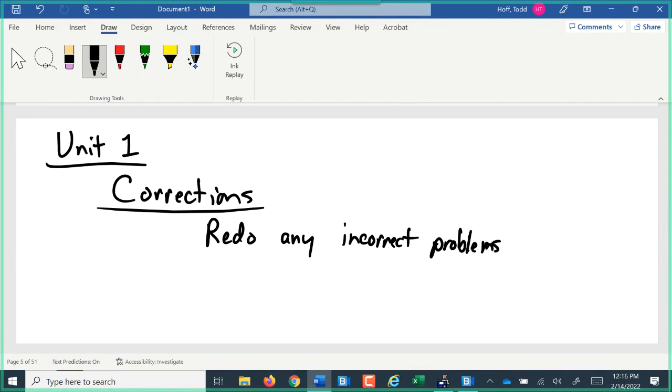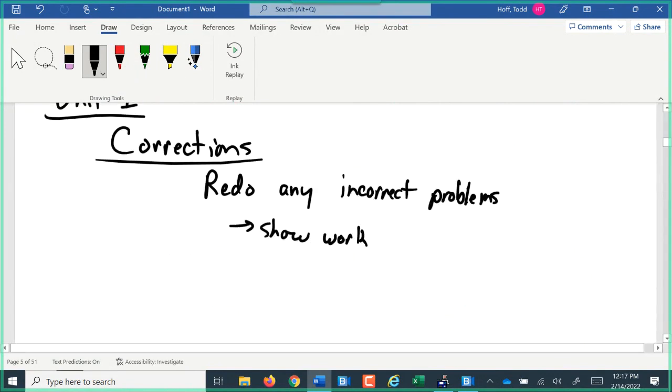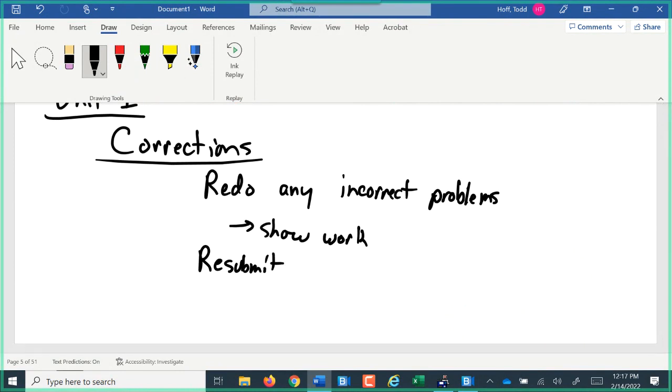Now, the thing when you redo them is you must show your work. Show every step. If you can figure out what you did wrong the first time, make a little note of it. Redo those, showing all of your work. Then resubmit it to me. Have your person there scan it and send it to me, or you can scan it and send it to me yourself. You all have my email address. And that would give you back up to half your points.